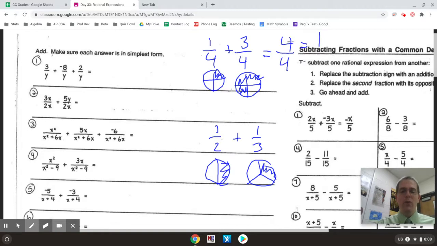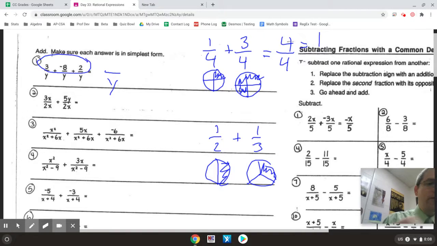In that case, what you would have to do is get a common denominator, and we'll worry more about that process tomorrow. But on number 1, notice these rational expressions all have the same denominator. So just like on these simple numbers, the denominator has to start the same and stay the same. So my denominator is y. And then just combine like terms in your numerators.